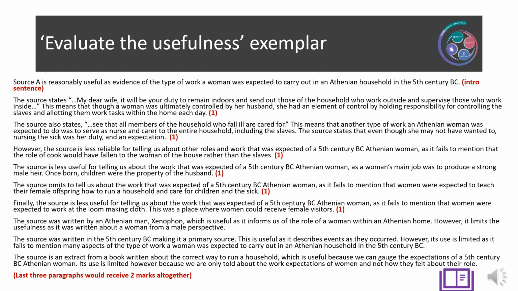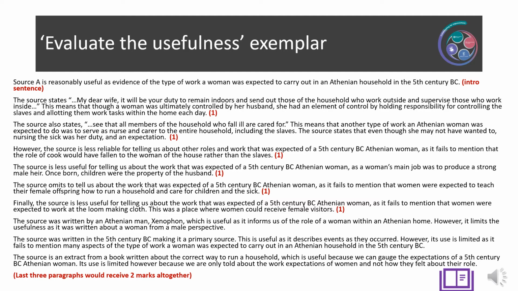Once born, children became the property of the husband. The source omits to tell us about the work that was expected of a 5th century BC Athenian woman, as it fails to mention that women were expected to teach their female offspring how to run a household and care for children and the sick.